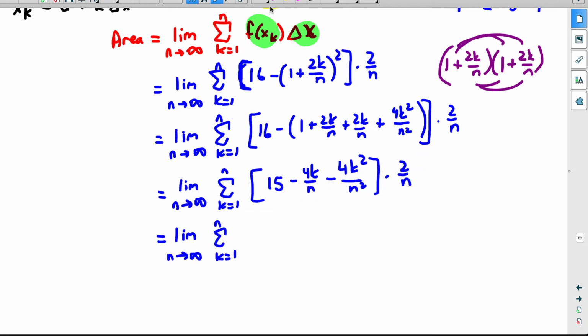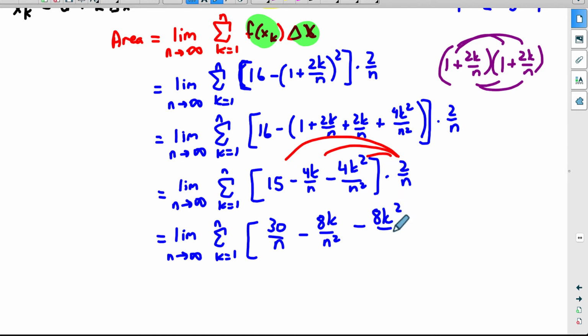Okay, let's actually multiply now. So we have to multiply this 3 times. See what we get. So 15 times 2 over n is 30 over n. Minus 4k over n times 2, you get 8k over n squared. And multiply these, you're going to get 8k squared over n cubed.